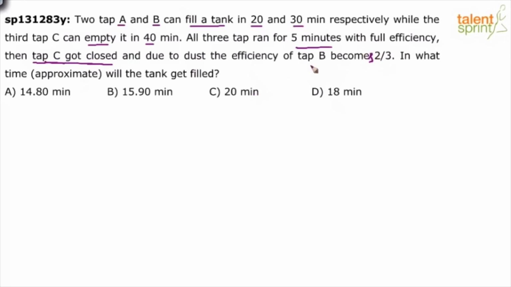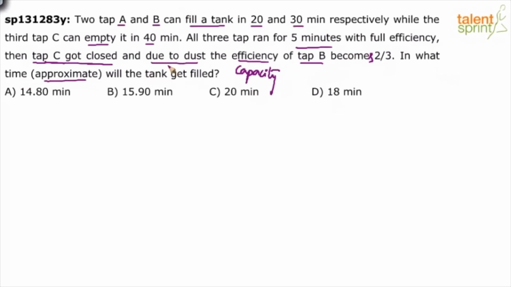The efficiency of tap B becomes 2 by 3. Efficiency is nothing but capacity. You can say efficiency or capacity. So the efficiency or capacity of tap B becomes 2/3 due to dust. In what time approximately will the tank get filled is the question.